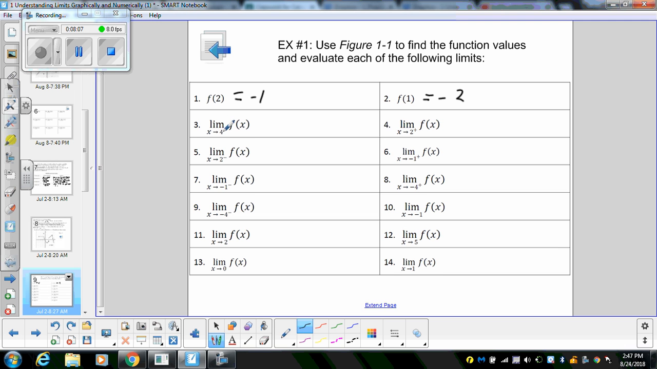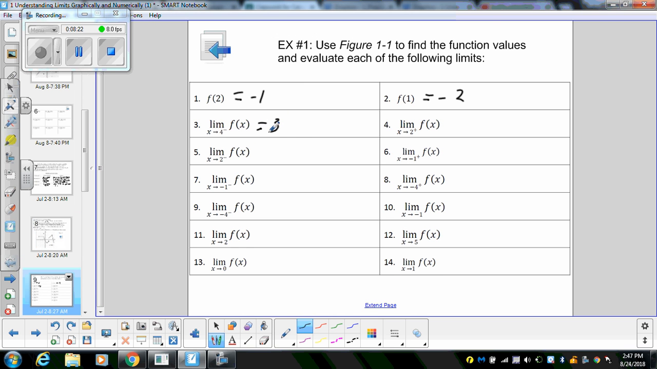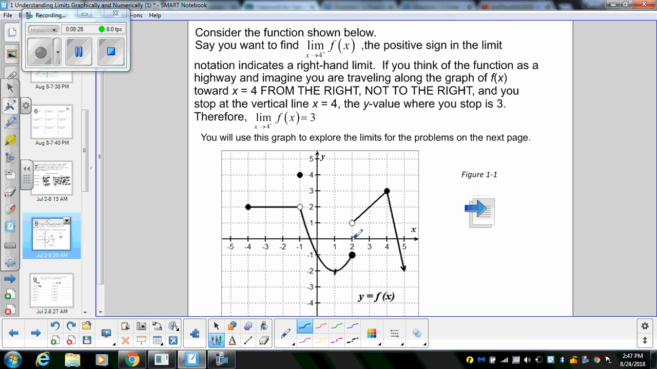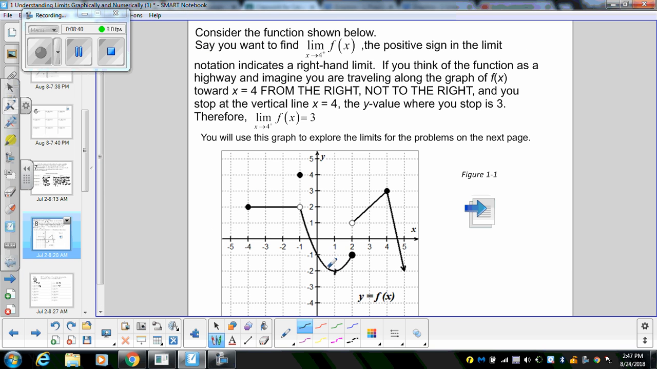Now we're looking at limits. So we're going to look at 4 from the left side. So here's 4 from the left side, it is also 3 because it's coming to 3. Right, here we're looking at 2 from the right side. So I go to 2. From the right, it's actually approaching 1 from the right side. So that'd be 1. Now let's look at 2 from the left side. So if I'm looking at 2 from the left side, it actually approaches negative 1.